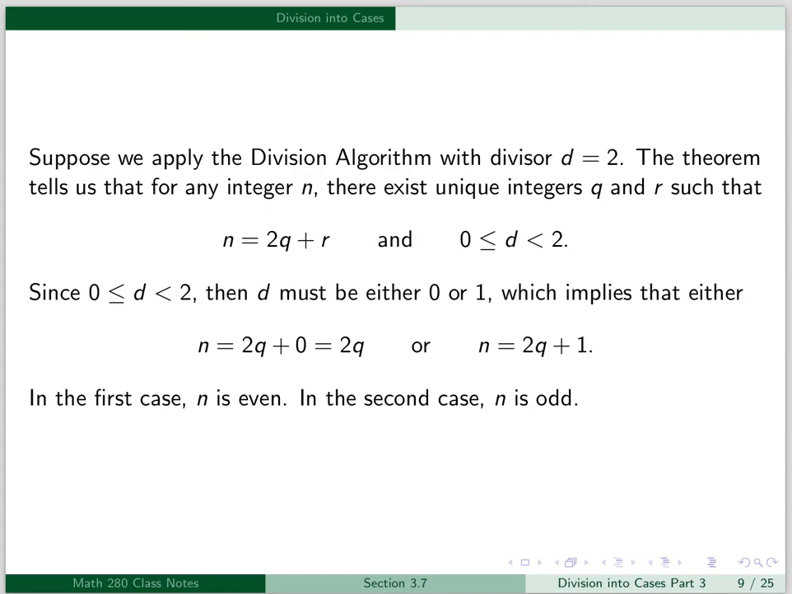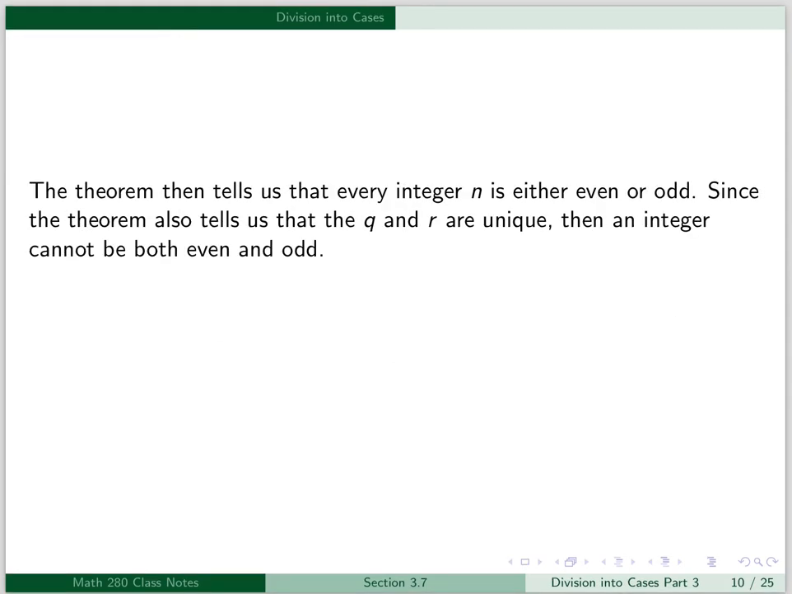Now since d is an integer and d is greater than or equal to 0 and less than 2, then d must be either 0 or 1, which implies that either n is equal to 2q plus 0, or just 2q, or n is equal to 2q plus 1. In the first case, n is even, since it is 2 times an integer. In the second case, n is odd, since it's 2 times an integer plus 1.